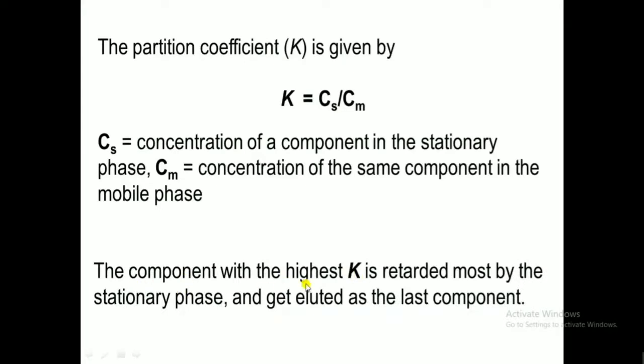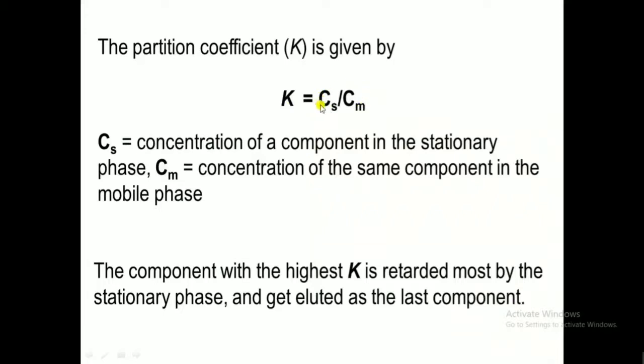The component with the highest partition coefficient K is retarded most by the stationary phase and gets eluted as the last component. That is very clear, because what does the highest K mean? K is Cs divided by Cm, where Cs is the concentration of your component in the stationary phase and Cm is the concentration of the component in the mobile phase. So if the K value is higher, that means the numerator is higher than your denominator.